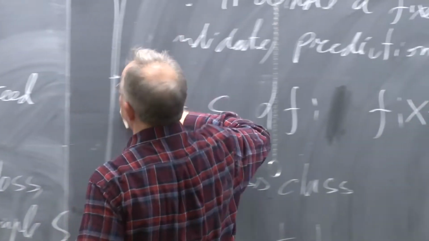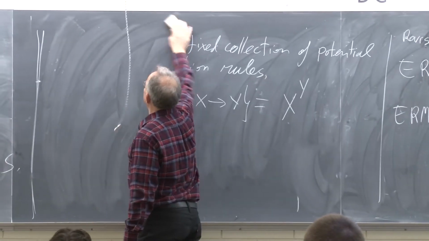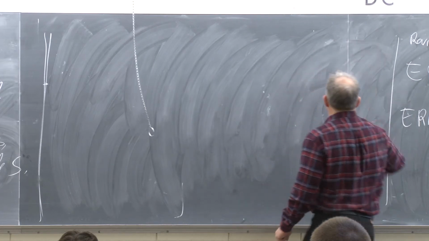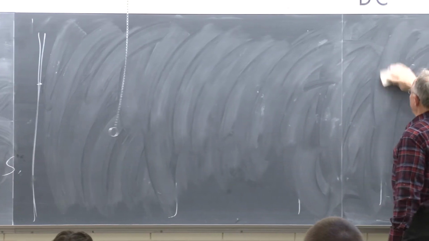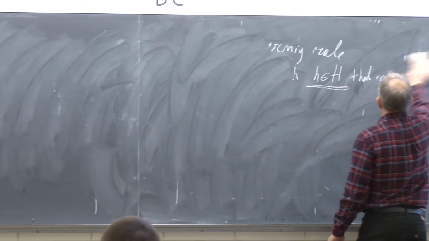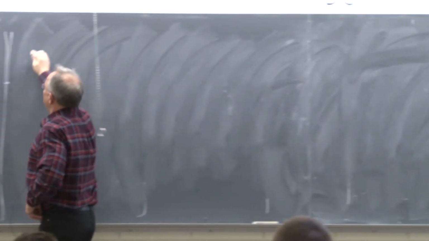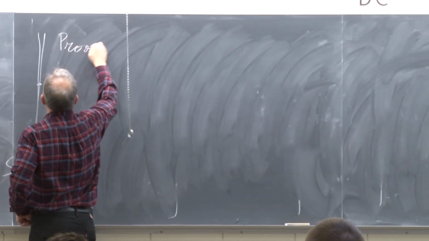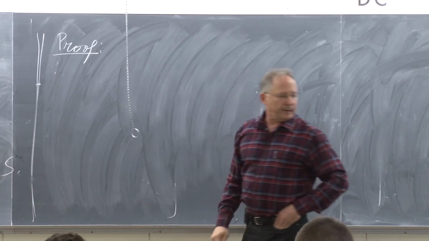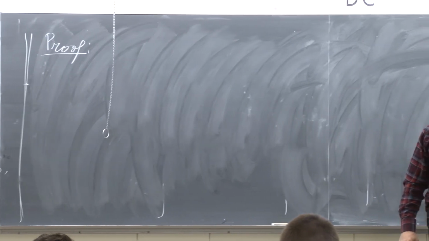OK, so we want to prove the theorem, although I did not phrase the theorem in a very quantitative way. We will get the parameters from the proof. OK, so what is my proof? The first thing I want to consider is what are bad hypotheses.